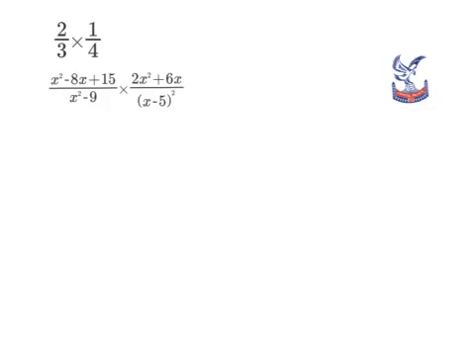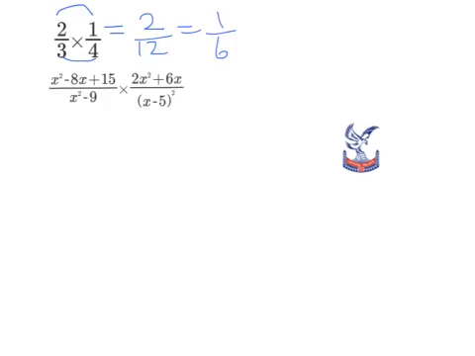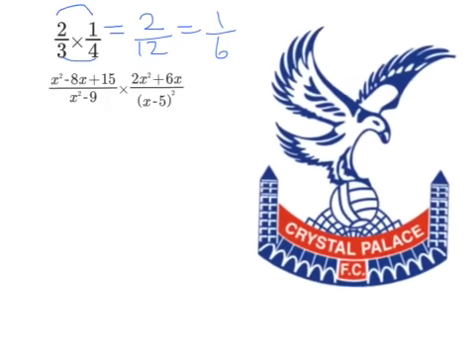So if we had 2/3 times a quarter, we would times the tops to give us 2, and then we'd times the bottoms to give us 12. And that will simplify to a 1/6. Now before we launch into the algebraic ones, before we times the tops and the bottoms, we're going to have a little look at this first.